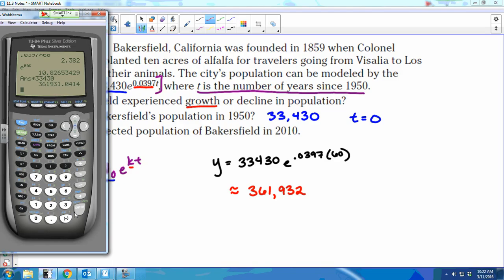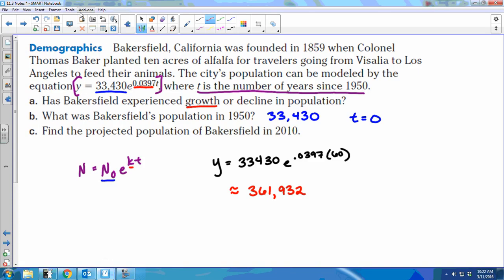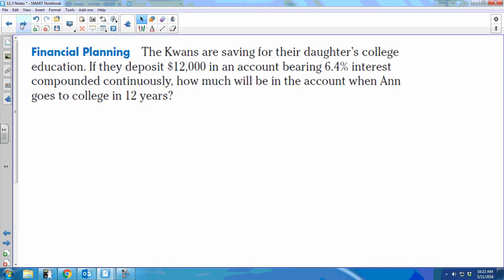Question. On the second example, we're talking about compound interest. It says the Kwans are saving for their daughter's college education. They deposit $12,000 in an account bearing 6.4% interest compounded continuously. How much will be in the account when Ann goes to college in 12 years? So again, it says compounded continuously. That's the only reason I know I need to use this specific equation.